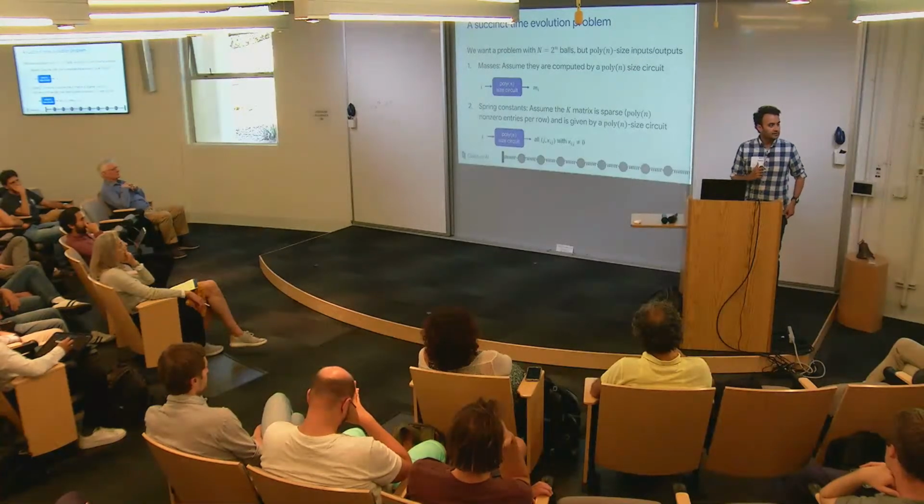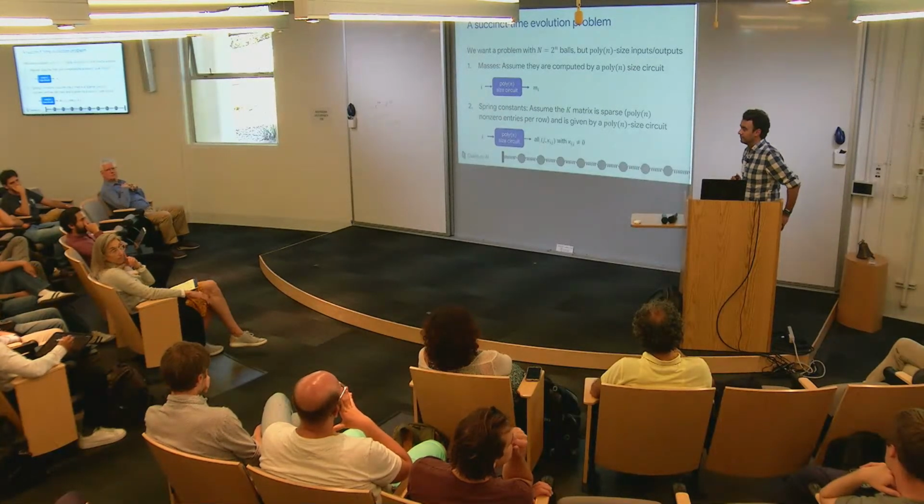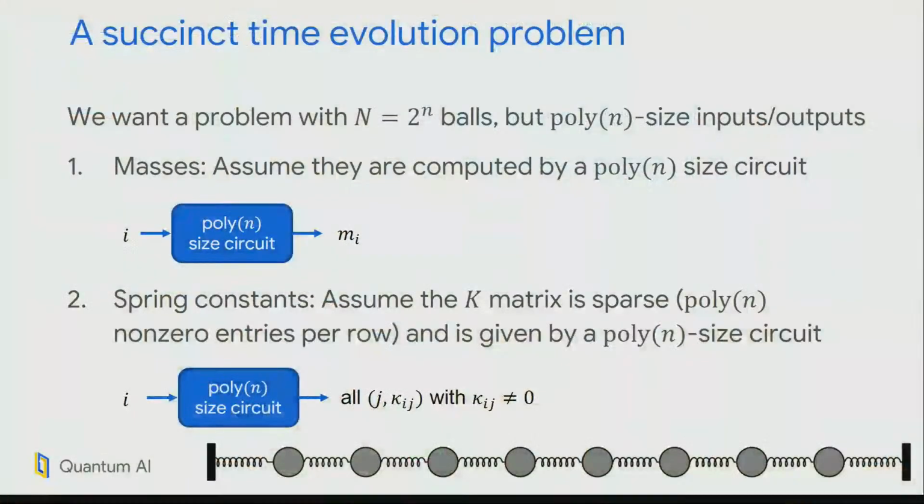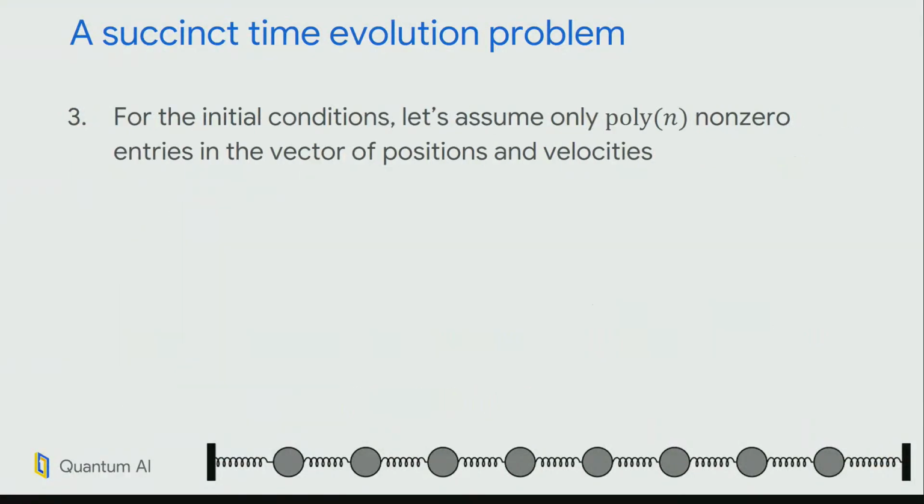Any more questions about it? Okay, good. So these are two of the four inputs that I've shown you how to encode, what we're going to assume about their succinct encodings. The third thing was the list of initial positions and velocities. Here I'm just going to assume these vectors are sparse. So although they're vectors of size 2 to the n, I'm going to assume there are only poly n non-zero entries. You just tell me what all these entries are, and the others are 0. So again, that's a polynomial sized input.